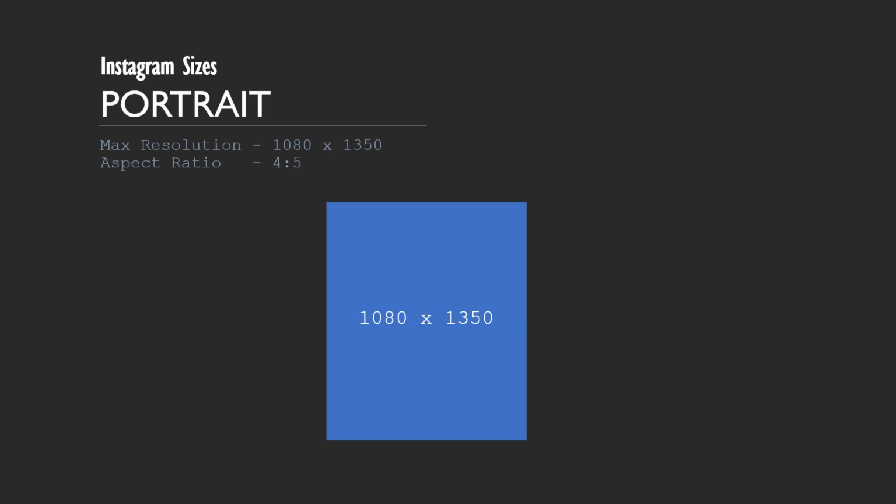This has a maximum resolution of 1080 by 1350, which is an aspect ratio of 4 to 5. This is where the vertical side is longer than the horizontal, and this would be ideal candidate for, say, an infographic or something that requires a more lengthwise format.